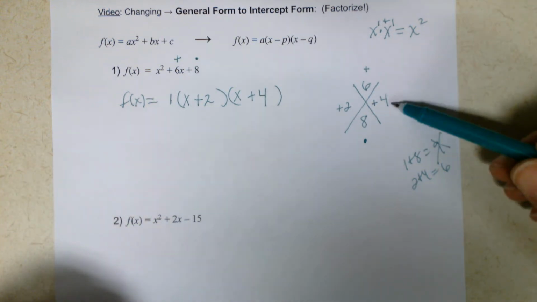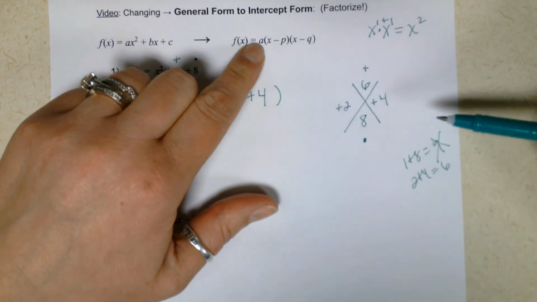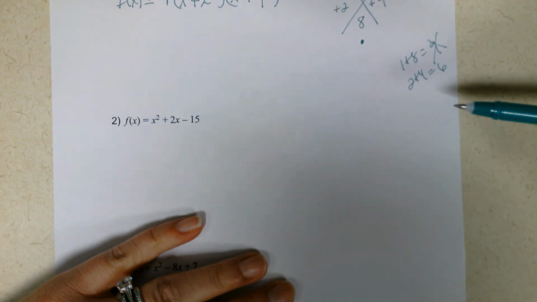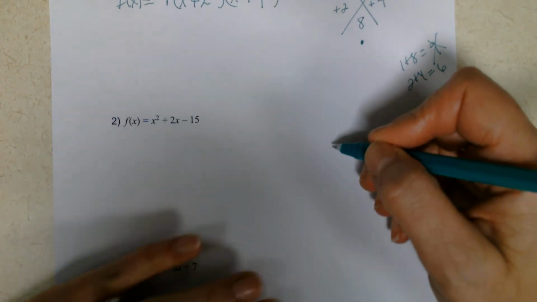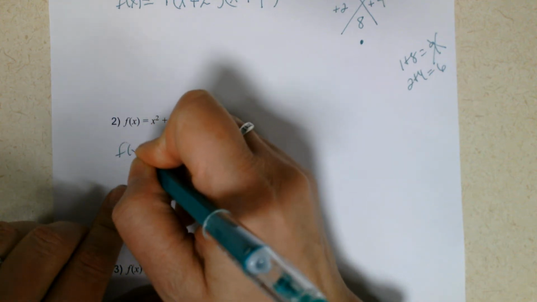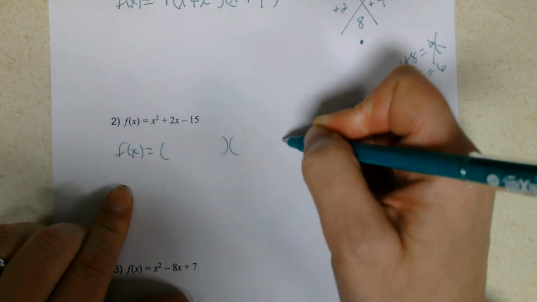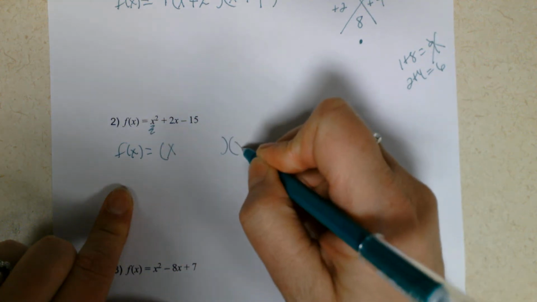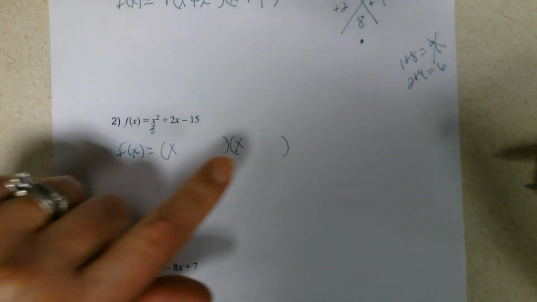So let's just practice this first without having anything interrupted in front. All right, number 2, f of x equals x squared plus 2x minus 15. So let's set up our parentheses. Let's look at this, x squared. What do we need? You're right, you're going to put x and x in for now.